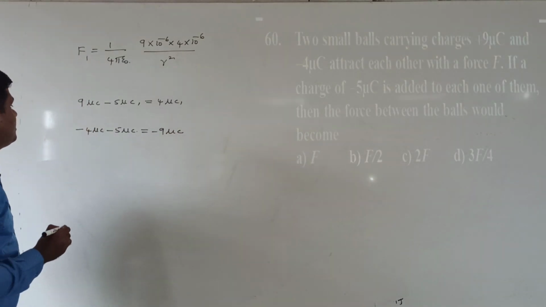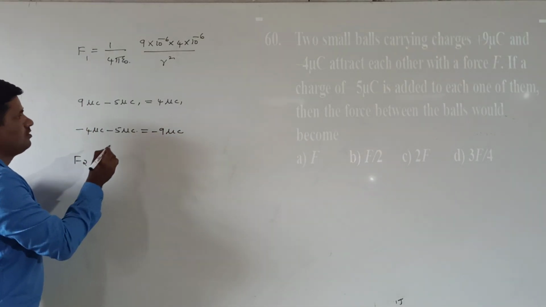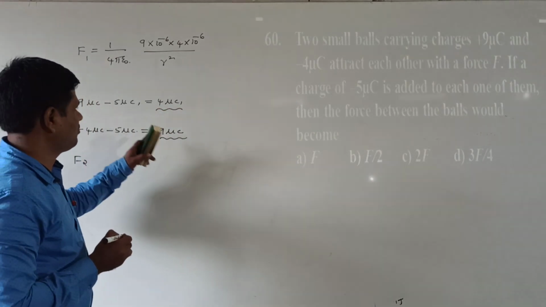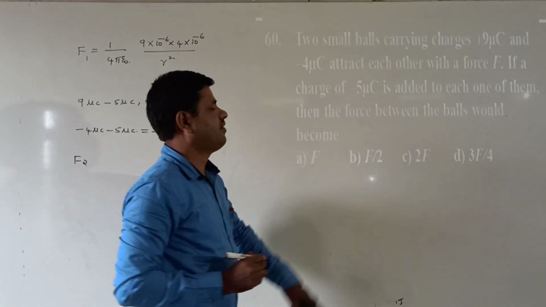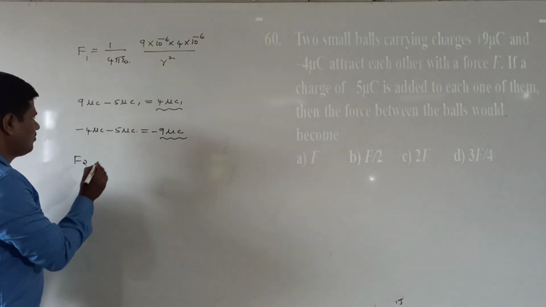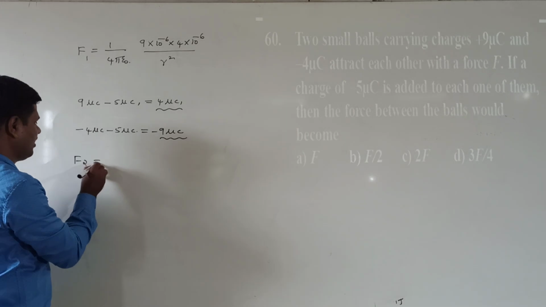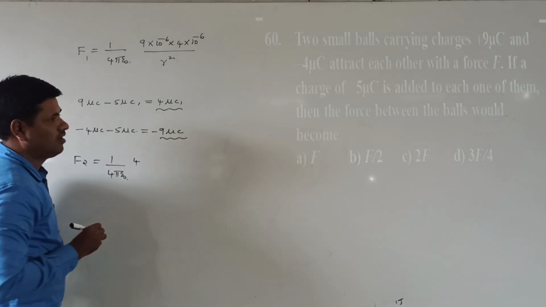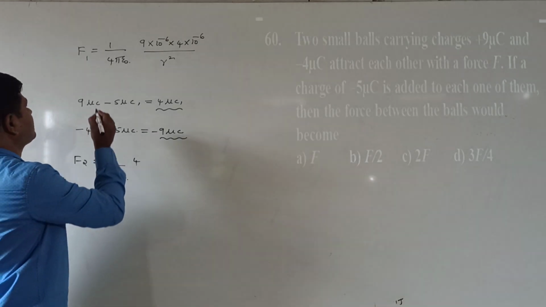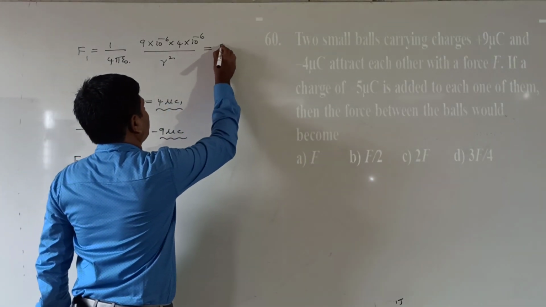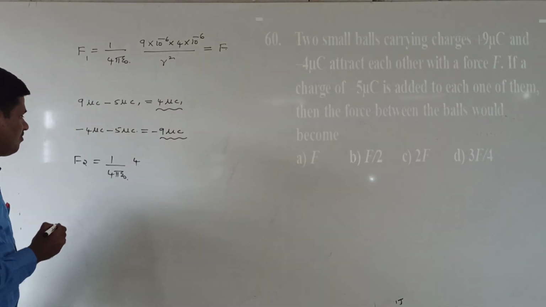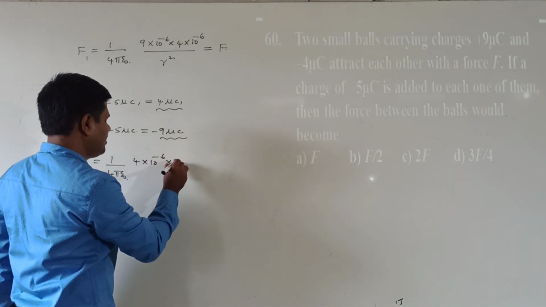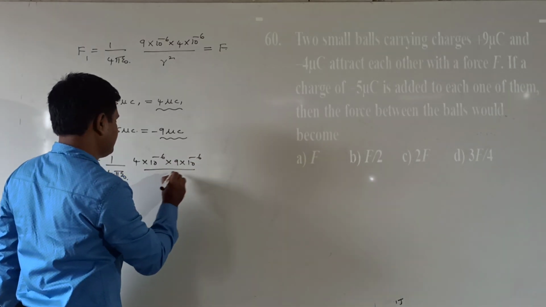Now the new charges are 4 microcoulomb and minus 9 microcoulomb, when minus 5 microcoulomb charge is added to each. The force between these two charges I am writing here: 1 by 4 pi epsilon naught, with magnitudes considered. The first force F1 is considered as F, which is given. Now 1 by 4 pi epsilon naught times 4 into 10 power of minus 6 times 9 into 10 power of minus 6 by r square.